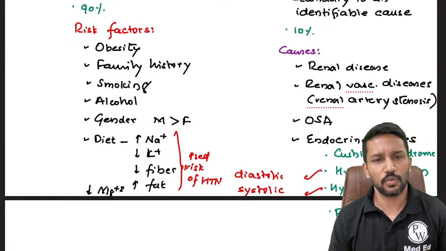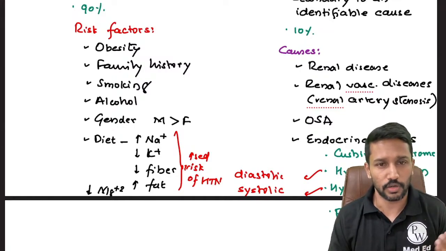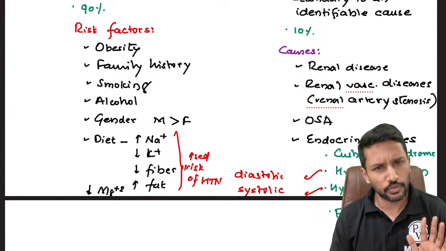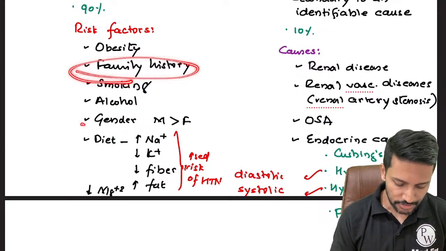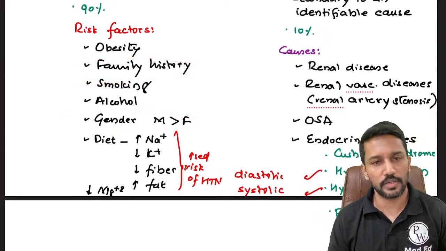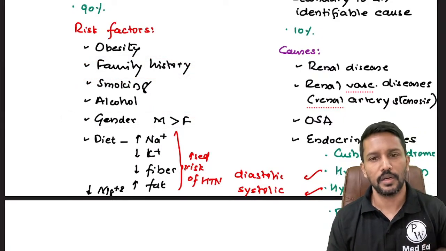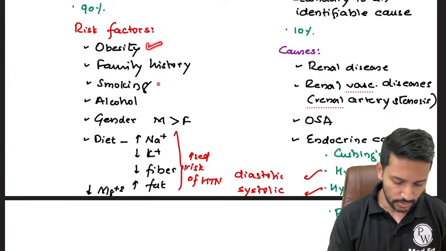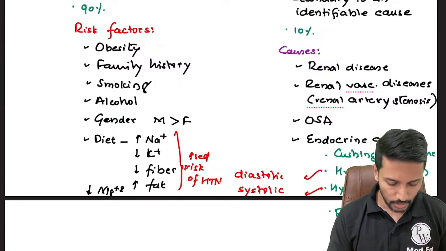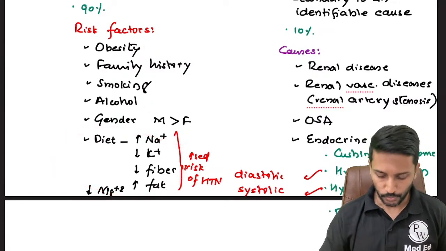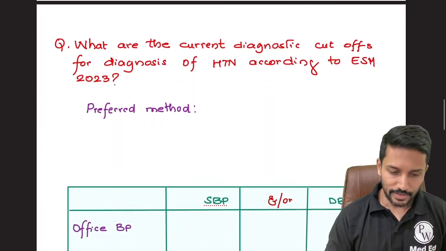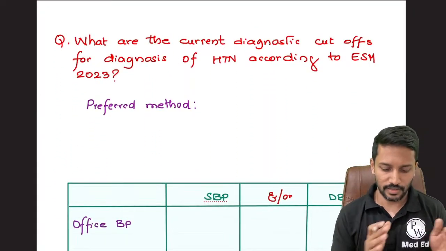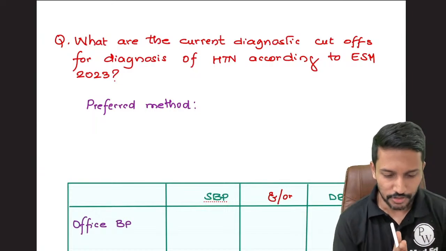Now, among these, what are the modifiable risk factors and what are non-modifiable risk factors? So when we look at that, mostly it is the family history and gender, which are non-modifiable risk factors. Everything else is modifiable. You can lose weight, you can quit smoking, you can quit alcohol, you can modify your diet. Okay. So now that we are familiar with the risk factors, let us get to the main topic, which is the diagnosis of hypertension.